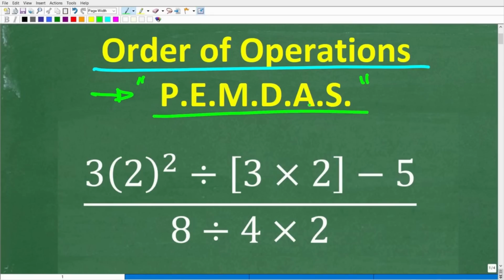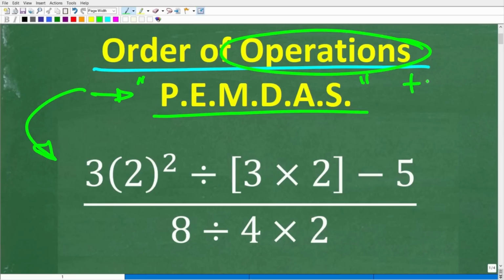So these letters are effectively a checklist that we need to follow in order to do a math problem that has various mathematical operations. In math, things like addition, subtraction, multiplication, and division are called mathematical operators, and we need to do them in the correct order in a math problem with multiple or different mathematical operators.